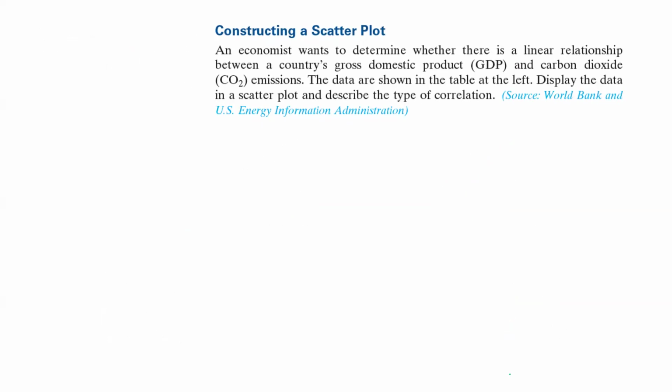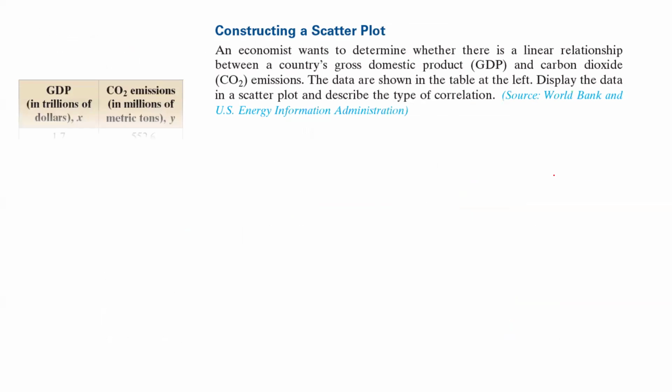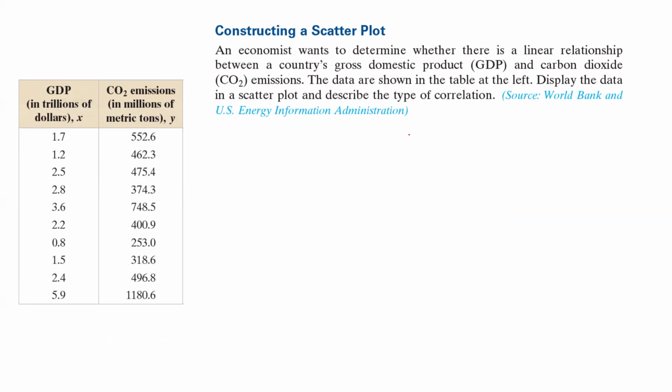How do we construct this scatter plot? An economist wants to determine if there is a linear relation between countries' gross domestic product and CO2 emission. Let me change the color of my pen. The data are located on the left-hand side. So your x, or independent or free variable, is the list of GDP in trillions of dollars: 1.7, 1.2, 2.5, and so on.